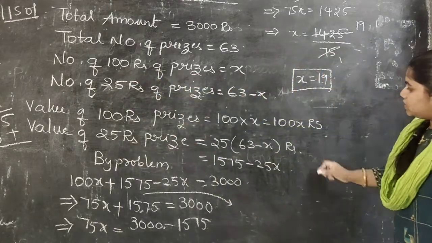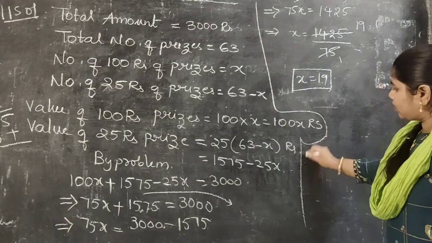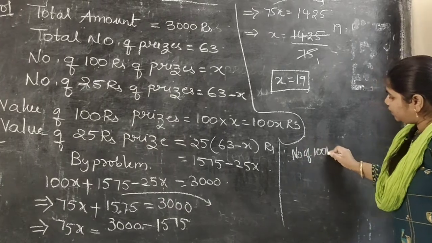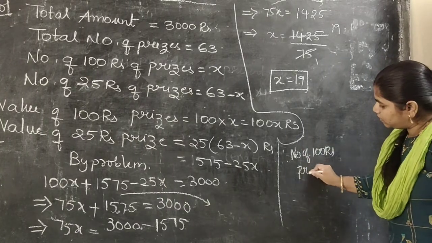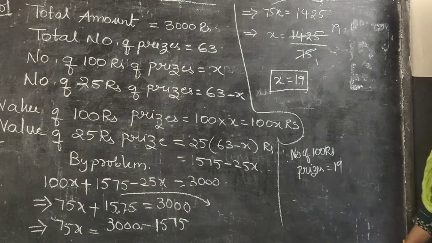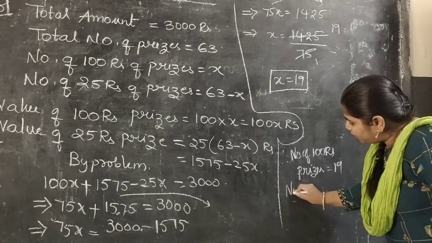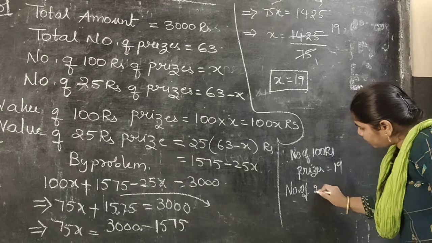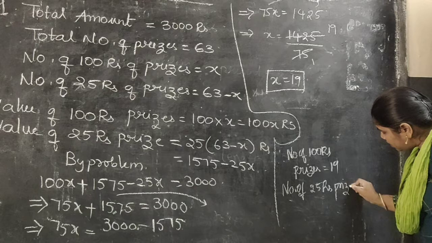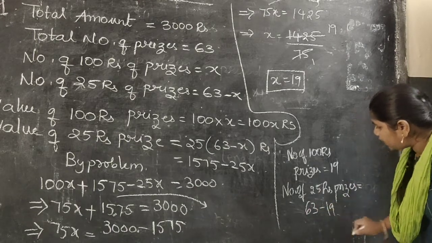x is nothing but the 100 rupee prizes. So therefore, the number of 100 rupee prizes is equal to 19, and the number of 25 rupee prizes is equal to 63 minus 19.